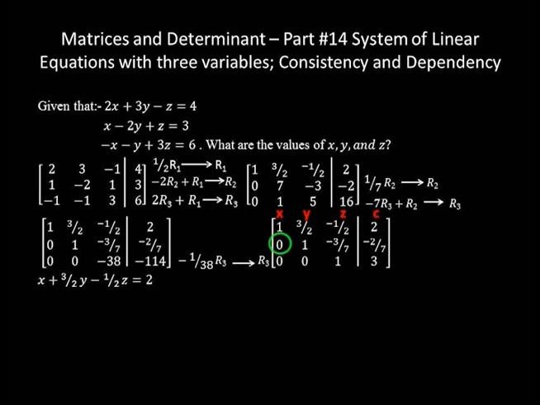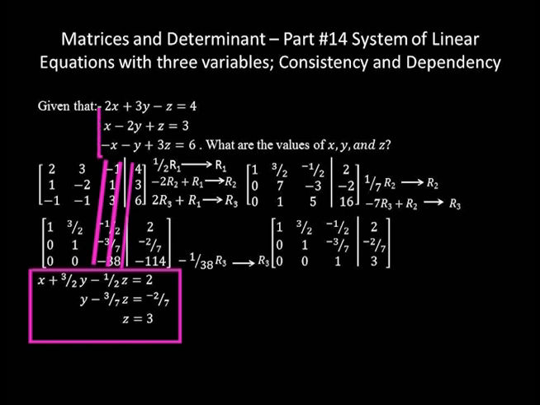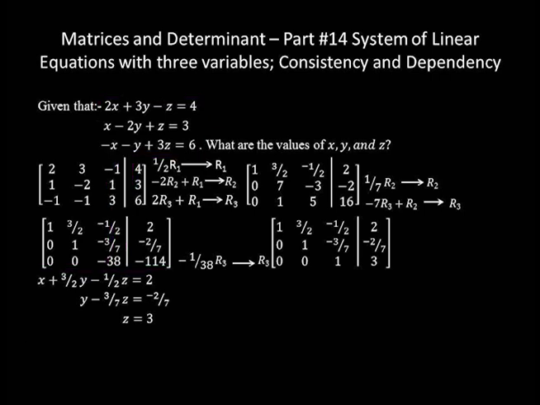0 times x is 0, so no need to add 0. 1 times y is y. Negative 3 over 7 times z is negative 3 over 7z equal to negative 2 over 7. In row 3, 0 times x is 0, 0 times y is also 0, 1 times z is z equal to 3. This system of equations is equivalent to the given system of equations because we derived it from the given equations by conducting elementary row operations.